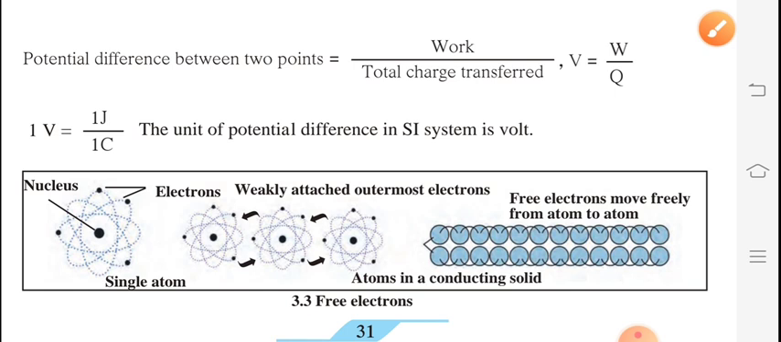A voltmeter is used to measure potential difference. If you want to measure potential difference, you can measure it with a voltmeter. There is an instrument to measure potential difference, and that is the voltmeter.